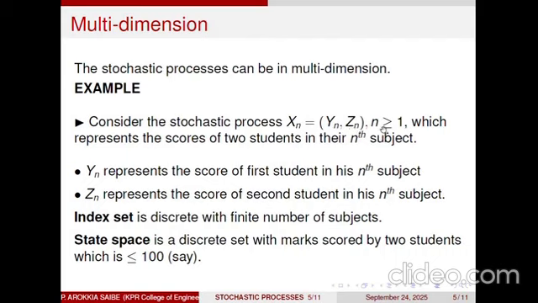Suppose let us take n is 3. Then Y3 is nothing but the score of the first student in his third subject, and Z3 is the score of the second student in his third subject. So here the index set is nothing but the finite number of subjects. So here the index set is discrete and finite. The state space is nothing but the values taken by this stochastic process. So here the values are nothing but the marks scored by the students. So the state space takes the values from 0 to 100.